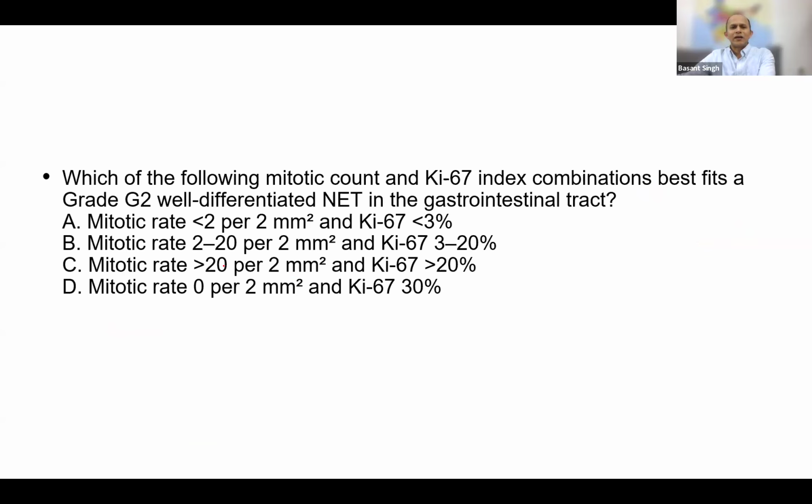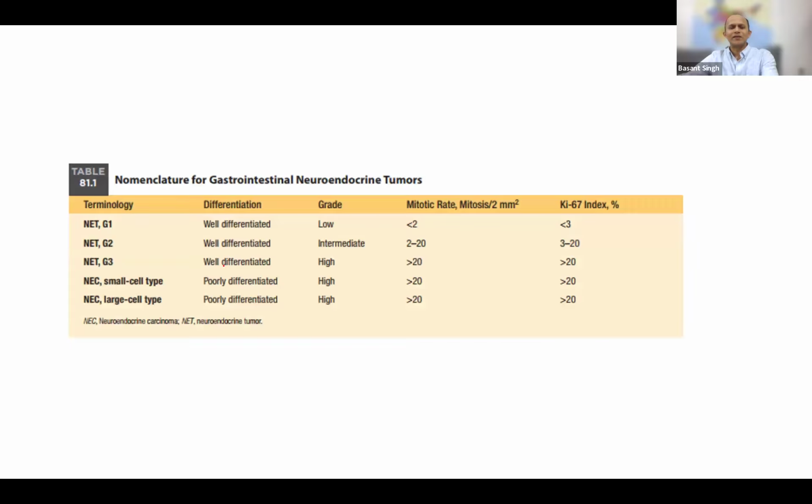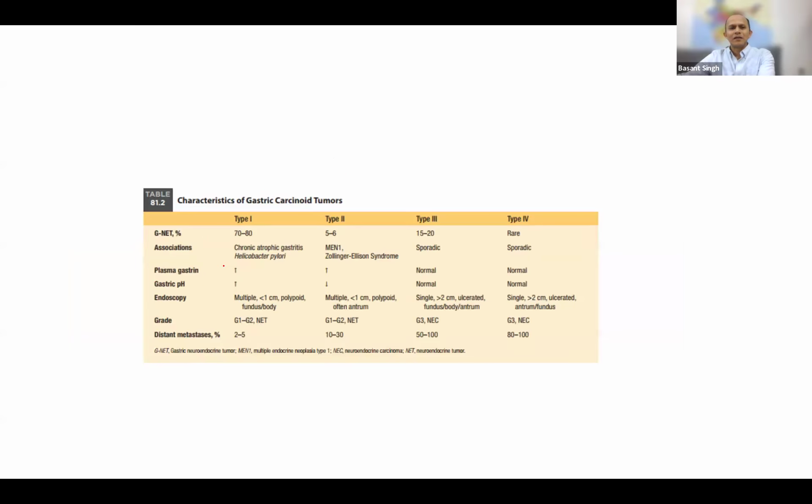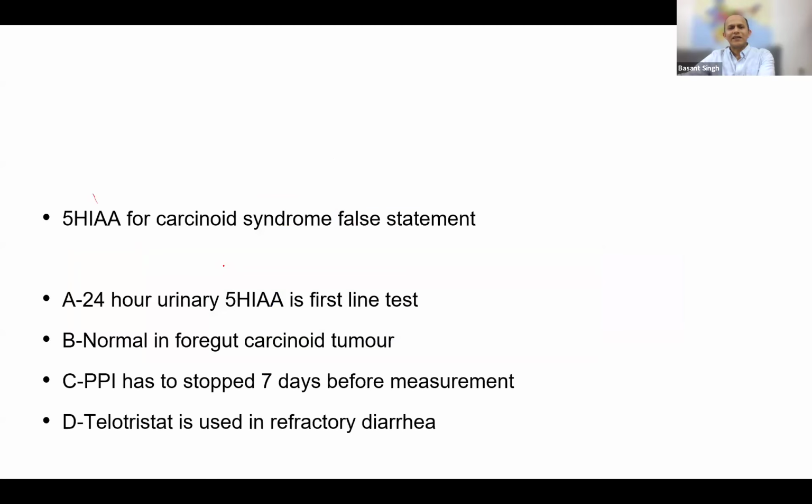Which of the following mitotic count and Ki-67 index fits a grade 2 well differentiated NET? Grade 2, yes, 2 to 20 and 3 to 20%. Good. Okay, so the only thing is that you have to know what is a neuroendocrine tumor and what is a neuroendocrine cancer. These are the gastric carcinoid types. You know that 5-HIAA is for carcinoid syndrome. This was asked in one of your papers.